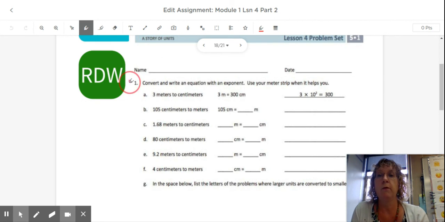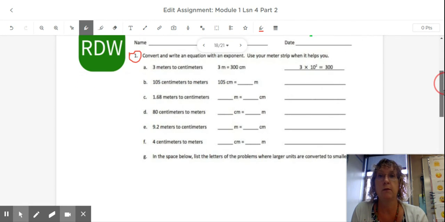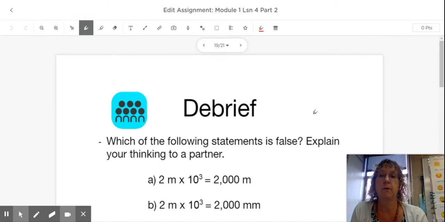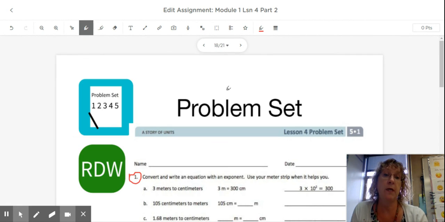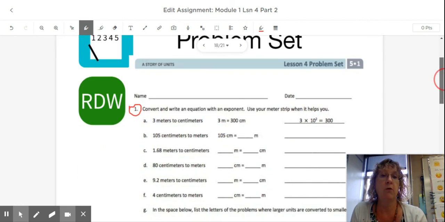Your job is to do all of problem set 1. So that's A through G, right? All of problem 1, all of problem 2, and then there's number 6. So that's your job. Like I say, don't get too caught up with this over here. Keep in mind, centi means, and on problem 2, milli means, right? So keep those things in mind, and I think you're going to do just fine.